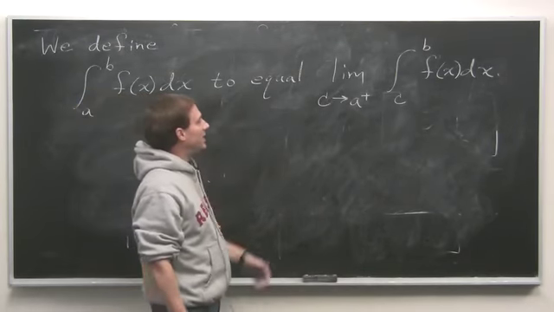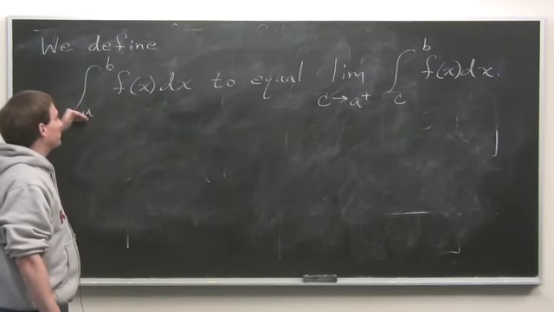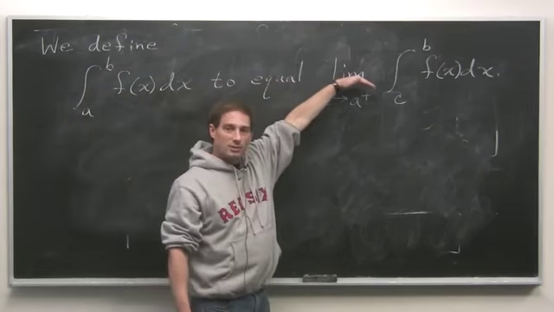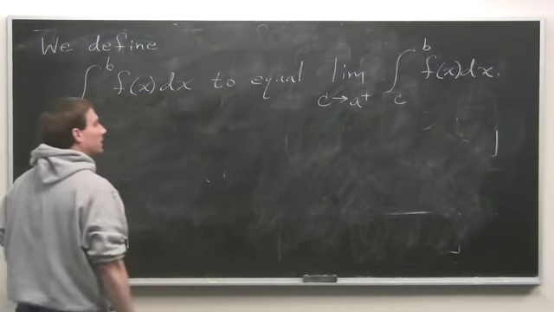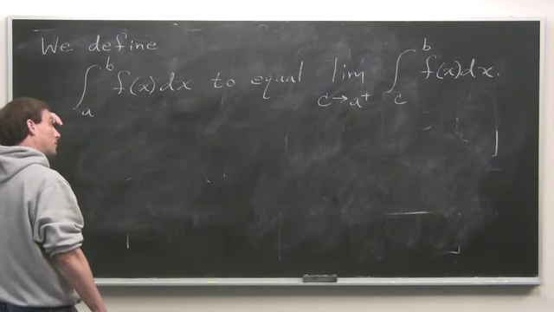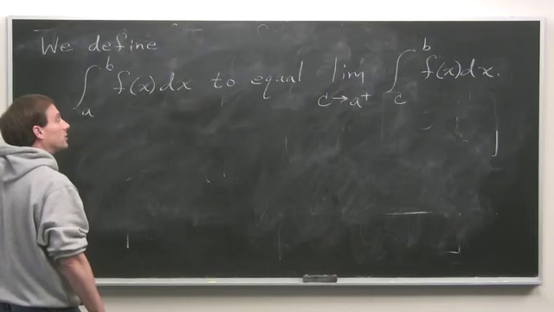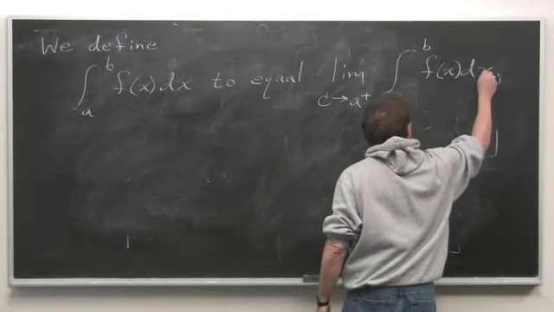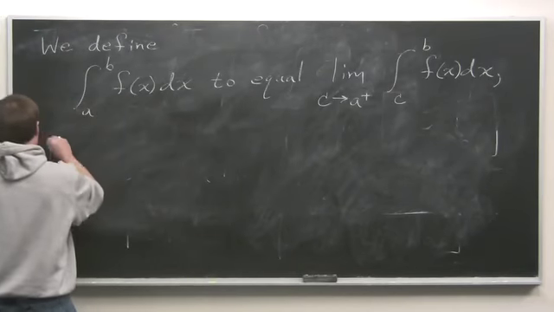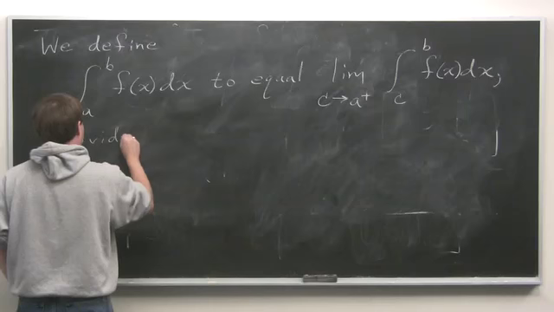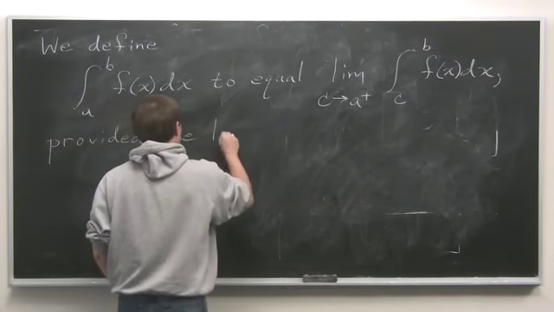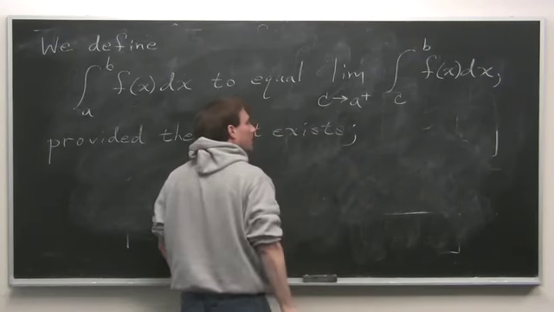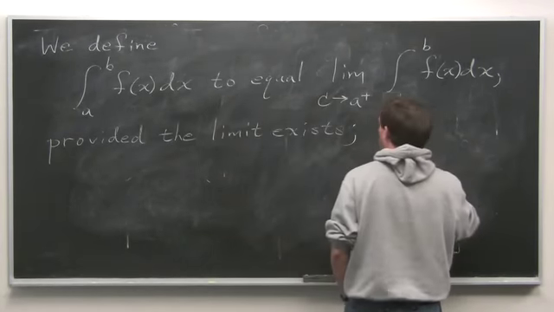We set it equal to this. If f doesn't have a problem at a, so if f was already Riemann integrable, as I said, this gives you the same as the Riemann integral over the closed interval from a to b. But in other cases, like when f is unbounded, this could actually give you something new. We define this to equal that, provided the limit exists.